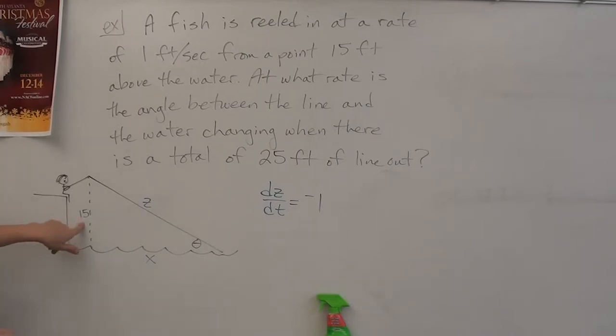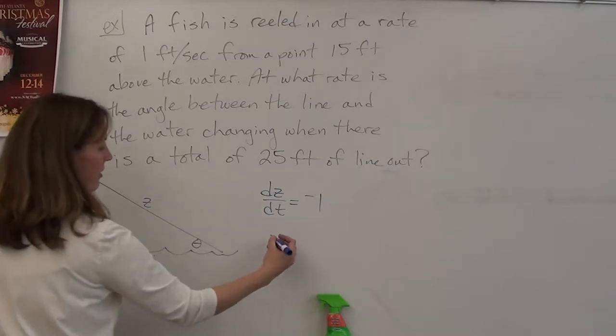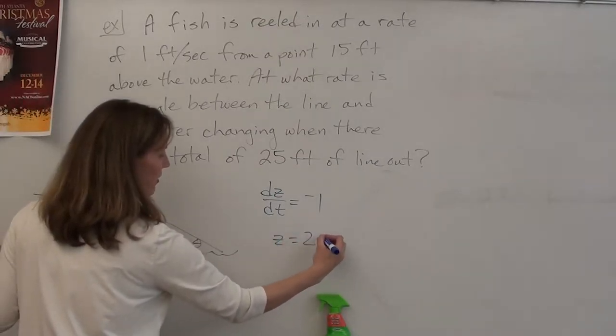Okay, this 15 right here, I didn't even give it a variable name. Why didn't I give this side a variable? Because it's a constant, right? This side is changing. So even though it says that there's 25 feet of line out, is that 25 constant? No, because they're reeling it in, right? It's changing. So we can't give it a constant label. But we can write down that this is happening when z is 25.